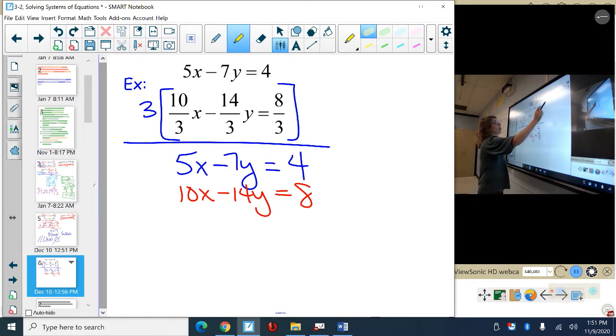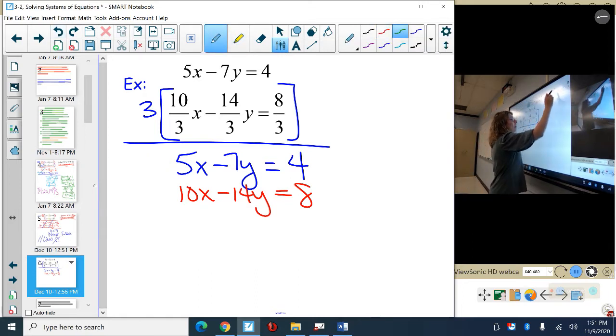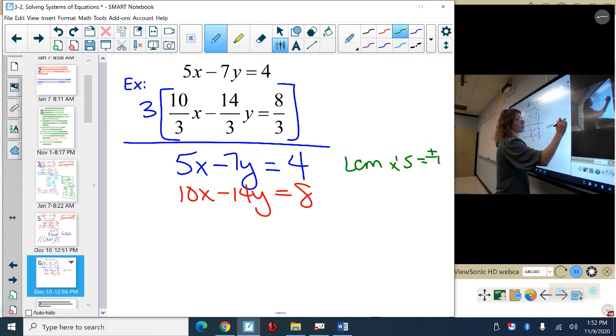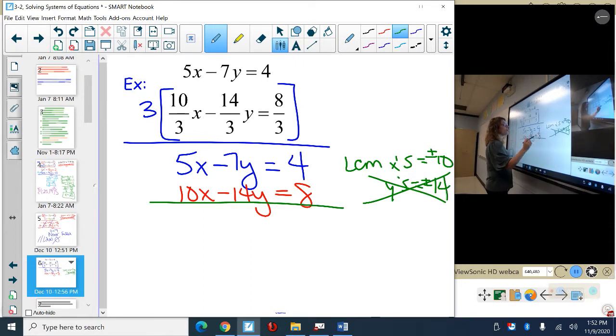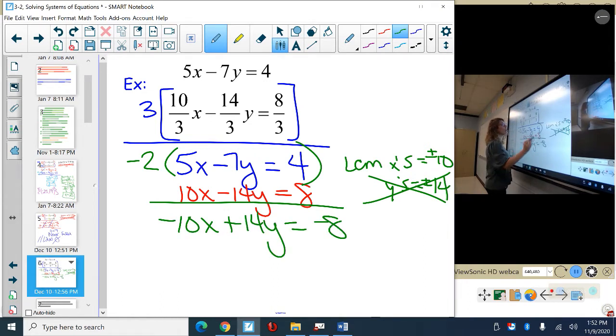So now I'm going to come right here. I'm going to say, okay, what is my least common multiple of my x's? Well, that's 5 and 10, so that's going to be plus or minus 10. How about of my y's? That's 7 and 14, so that's going to be plus or minus 14. Obviously, x's are smaller. I already have a 10 here, so I leave it. So that means this top one, the 5x, has to be the opposite of a 10x to give me the negative 10x, so I have to multiply that by a negative 2. So negative 10x plus 14y is equal to negative 8.